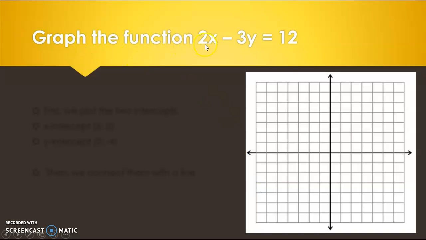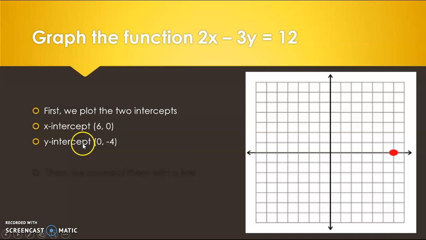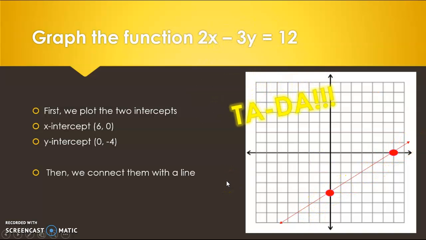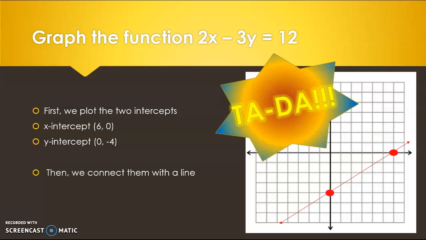So we're going to graph this function, 2x minus 3y equals 12. We're going to graph it on this coordinate plane here. So first we plot the two intercepts. We found that the x-intercept is (6, 0). All right, so here we go. 1, 2, 3, 4, 5, and 6 right here. And then our y-intercept is (0, negative 4). So 0 comma 1, 2, 3, negative 4 right there. And our last step is we connect them with a line. So we go right down here, draw a line going through them. Boom. That's it. Ta-da! All right.